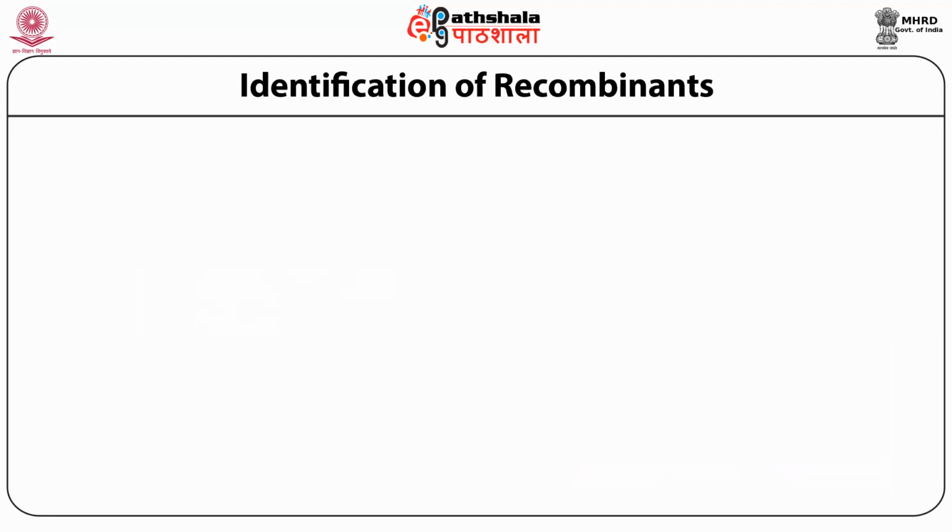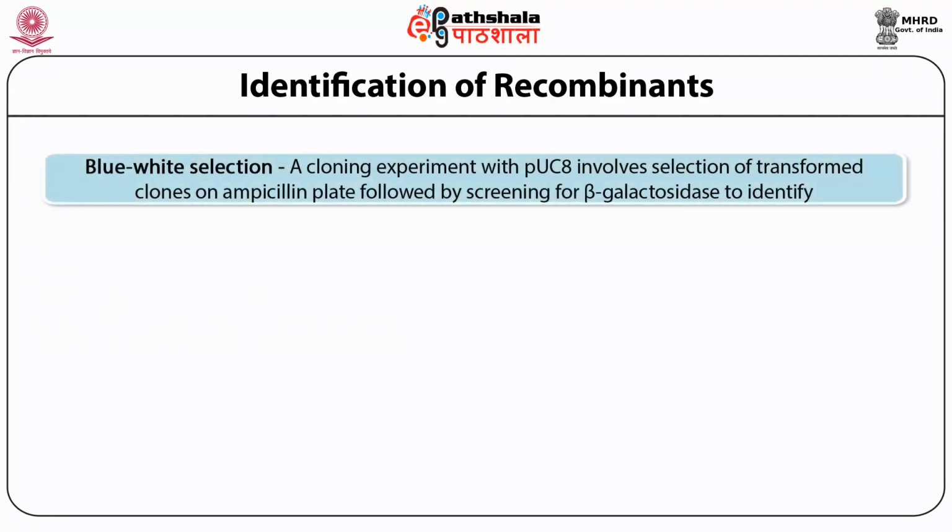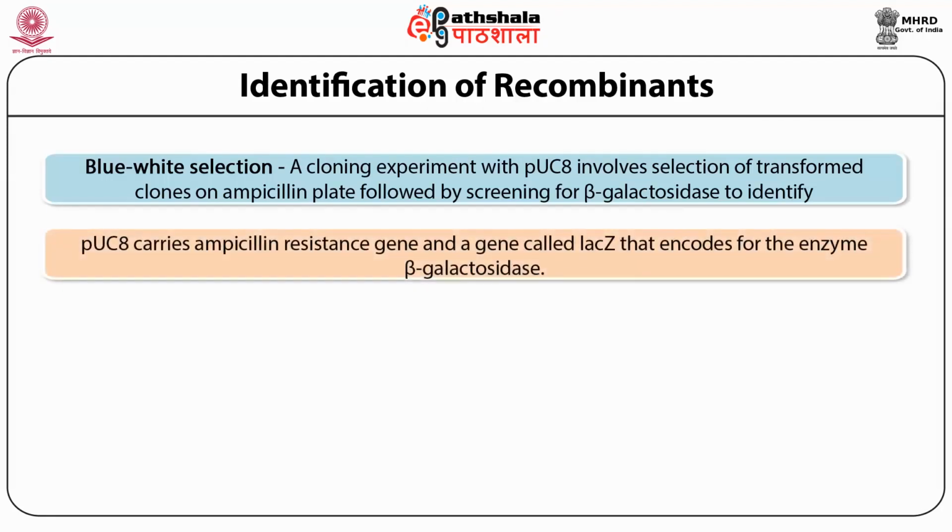Another example of insertional inactivation is identification of recombinants by blue-white colony selection. A cloning experiment with the pUC-based vectors, in this case pUC8, involves selection of transformed clones on an ampicillin plate followed by screening for beta-galactosidase to identify recombinants. pUC8 carries an ampicillin resistance gene and a gene called lacZ that codes for the enzyme beta-galactosidase.